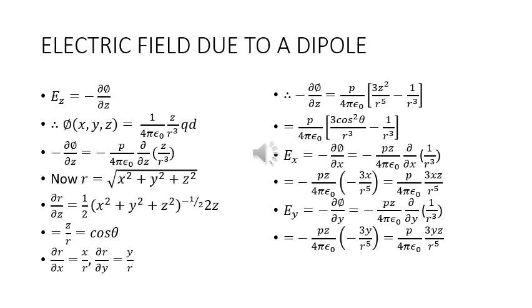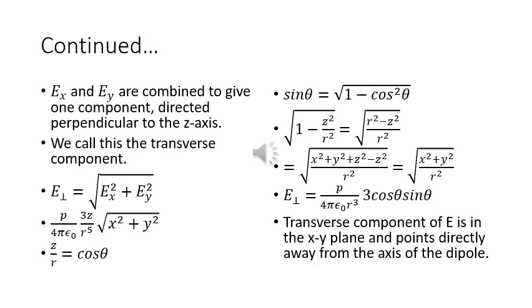So Ex is equal to minus del phi by del x, which is equal to minus pz by 4 pi epsilon naught del by del x of 1 upon r cubed, which is equal to minus pz upon 4 pi epsilon naught minus 3x upon r to the power 5 within brackets, which is p upon 4 pi epsilon naught 3zx upon r to the power 5. Similarly, Ey will come out to be equal to p upon 4 pi epsilon naught 3yz upon r to the power 5. Ex and Ey are combined to give one component directed perpendicular to the z-axis.